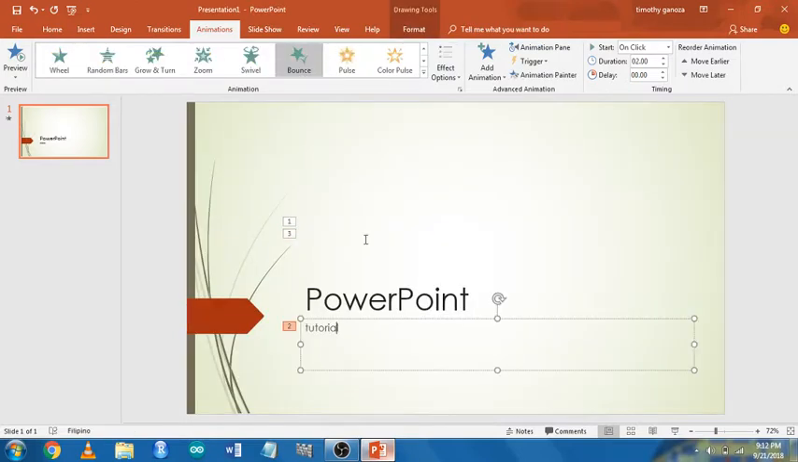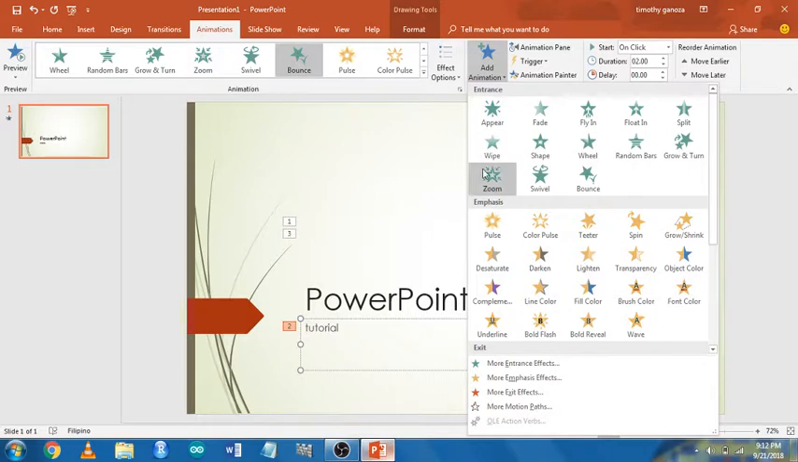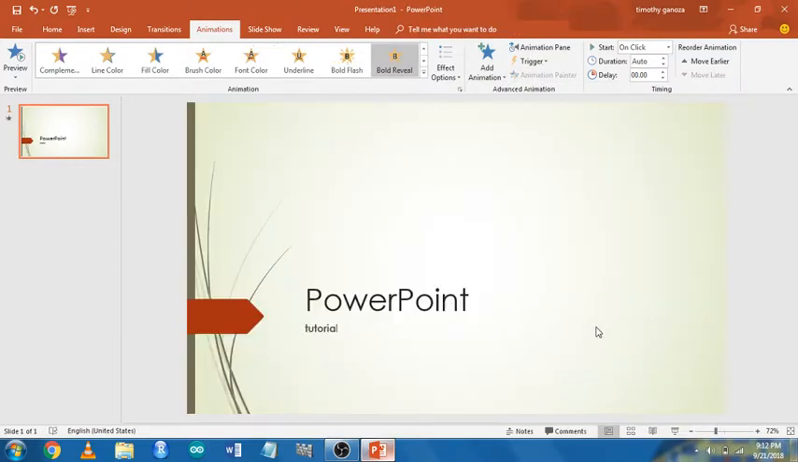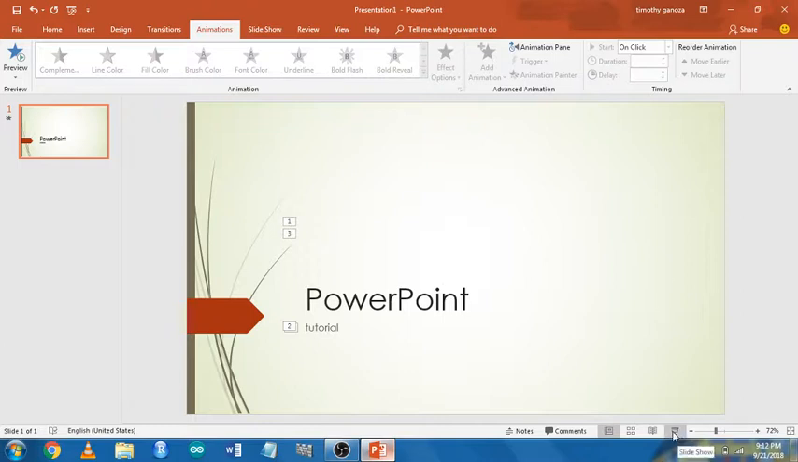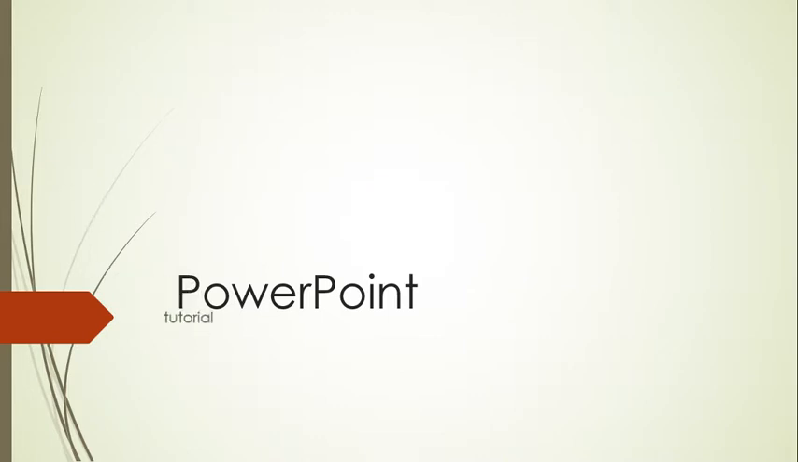Okay, and the tutorial, let's add animations. Bold reveal. Okay, so let's see the slide by clicking the slideshow. Click it. Click this. Click it again. Click. Then click.